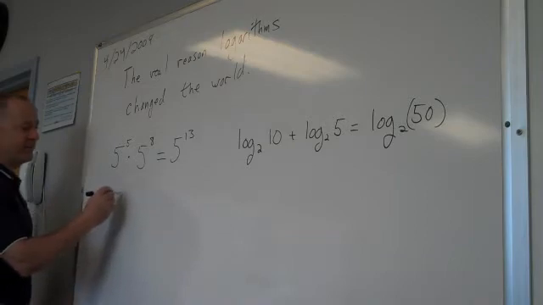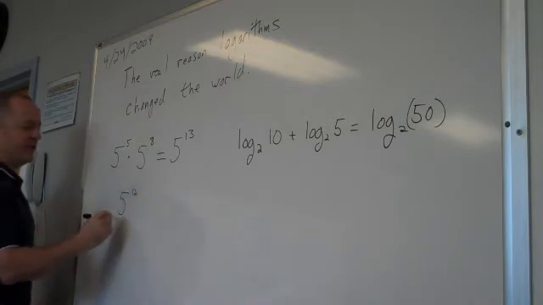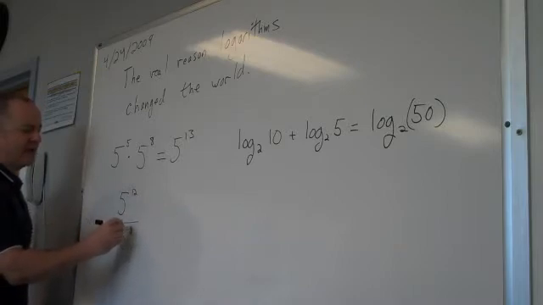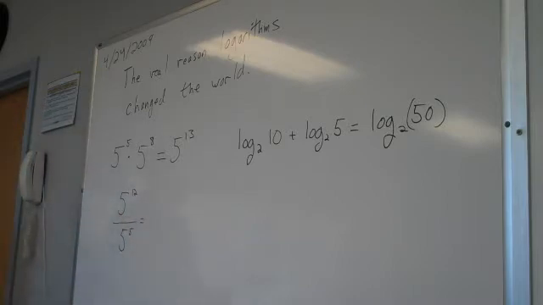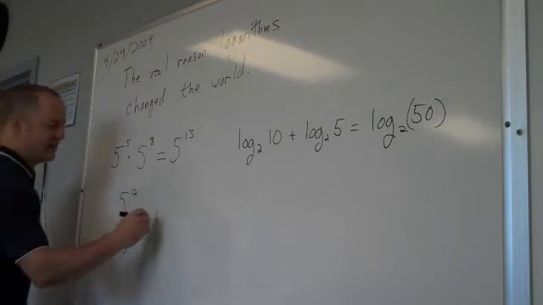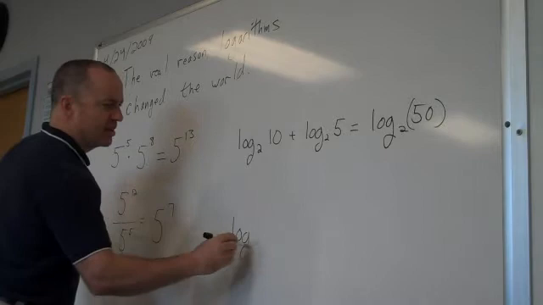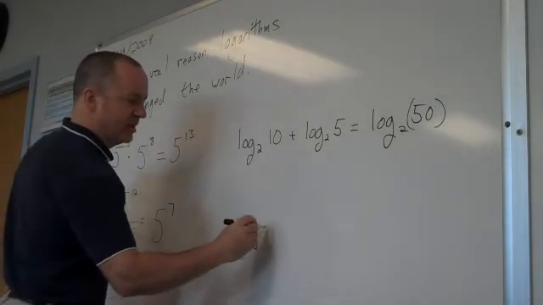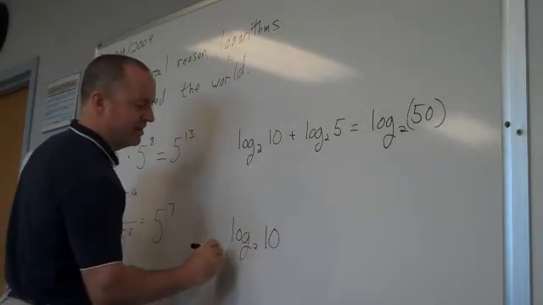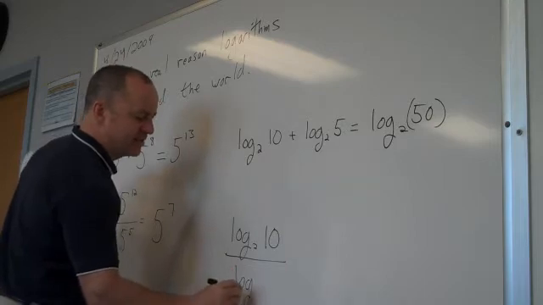Here's a similar property. If I have 5 to the 12th power over 5 to the 5th power, what's that equal? 5 to the 7th. 5 to the 7th.